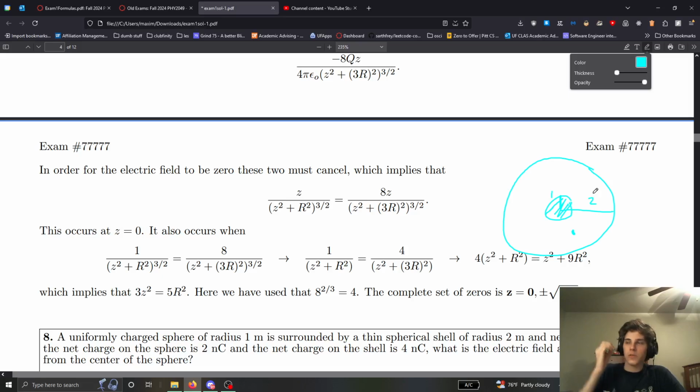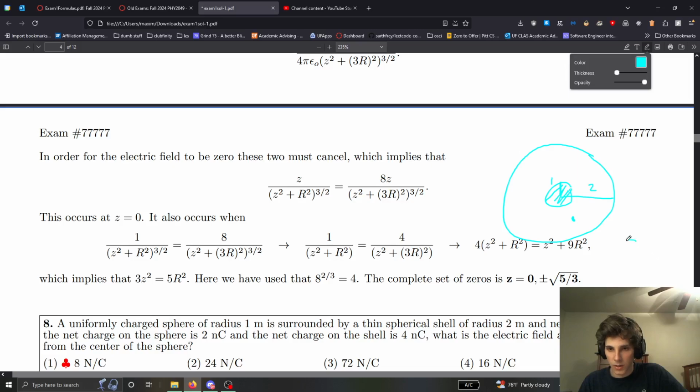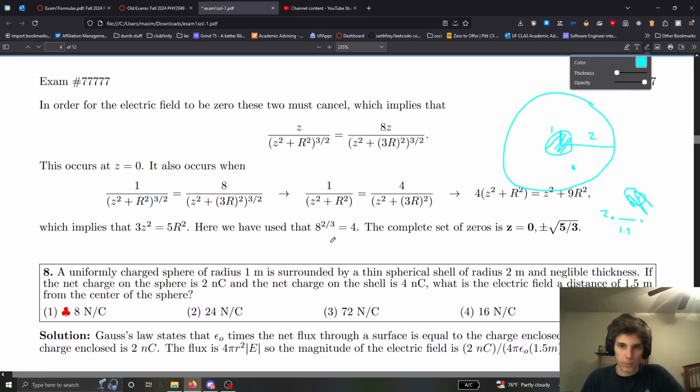First thing, shell rules. Electric field inside of a shell is nothing, so the shell does not count. We are just concerned with this sphere of radius r, which can effectively be compressed into a point. So we have a distance of 1.5, and the net charge on the sphere is 2. So we're just going to do 9 times 2 divided by 1.5 squared. I made a syntax error on my calculator, and I got 8. Boom. Easy as that.